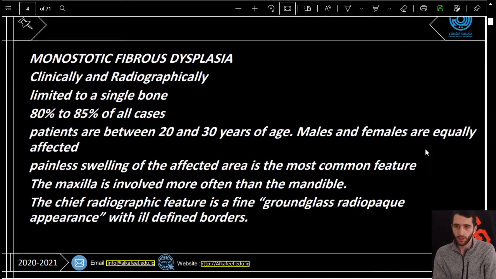Monostotic fibrous dysplasia affects males and females, commonly the maxillary arch, causing fibrous connective tissue and irregular bony trabeculae instead of normal bone. Affecting one bone, females and males at an equal ratio, and it makes up 80% of all cases.